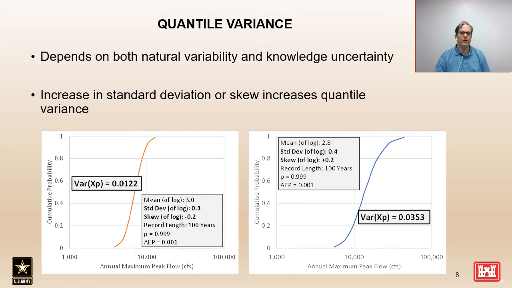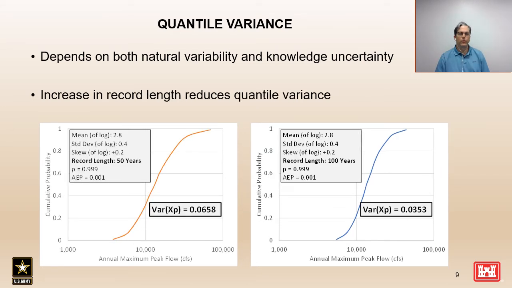The value of the quantile variance depends on both the natural variability and the knowledge uncertainty. In this example, we can see that an increase in the standard deviation or the skew parameter increases the natural variability, which will also increase the value of the quantile variance. So in the plot on the right, which has a higher standard deviation and a higher skew, we get a higher value for quantile variance compared to the plot shown on the left.